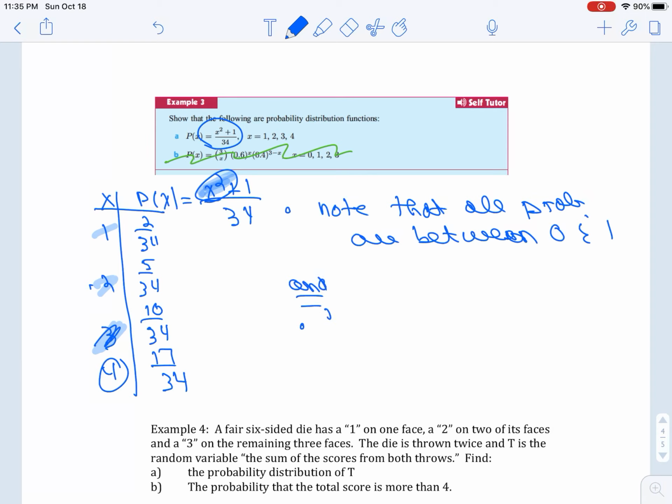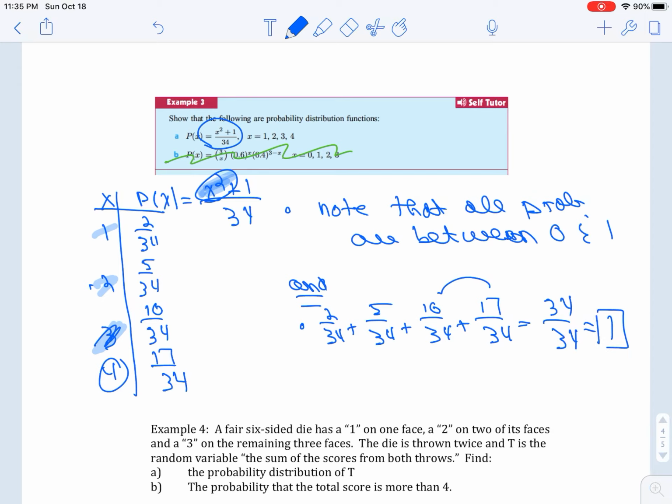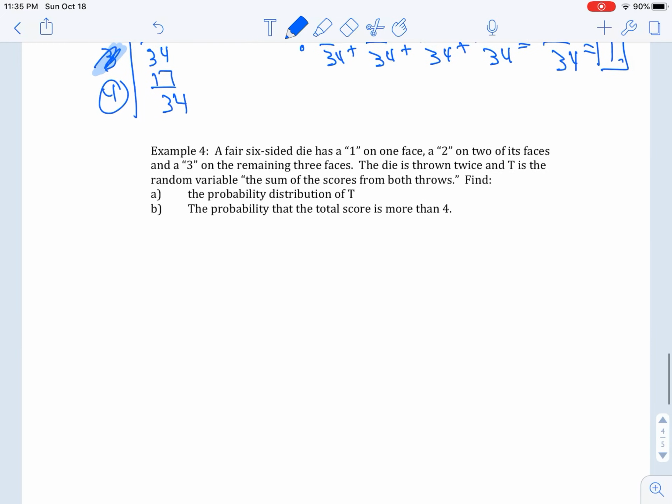The second one is, and note that 2 34ths plus 5 34ths plus 10 34ths plus 17 34ths adds up to 27, 29, 34 34ths, which is 1. All right, so that's what we're looking for to prove that that's a probability distribution function.